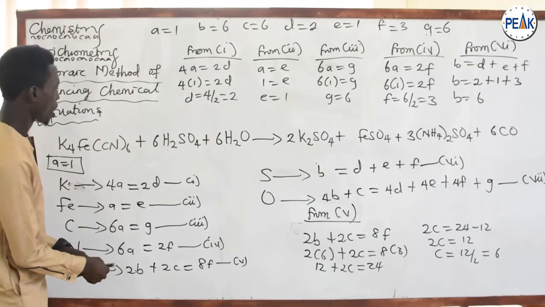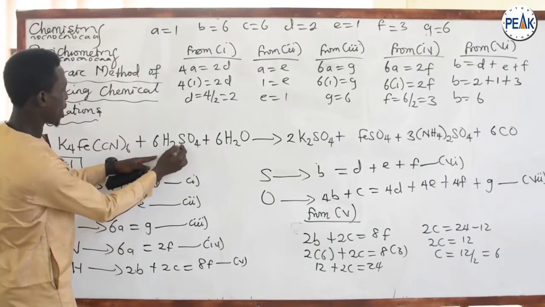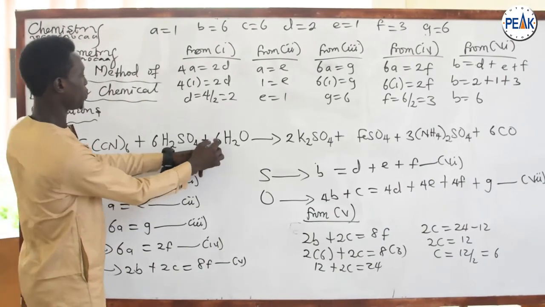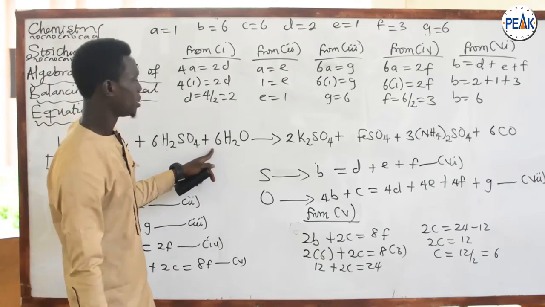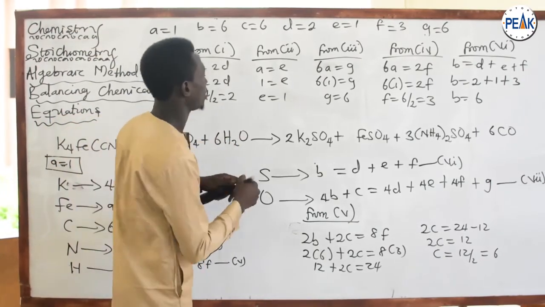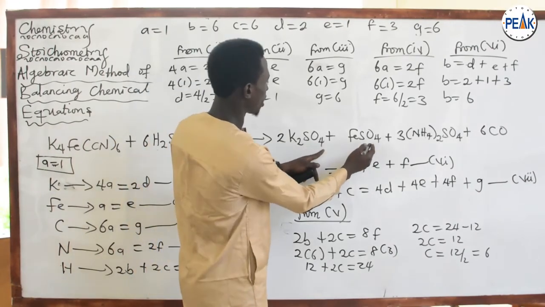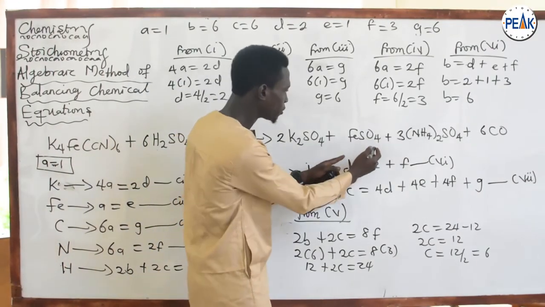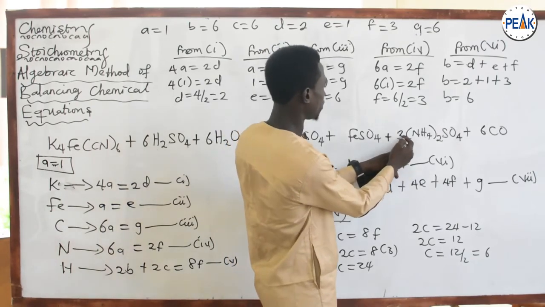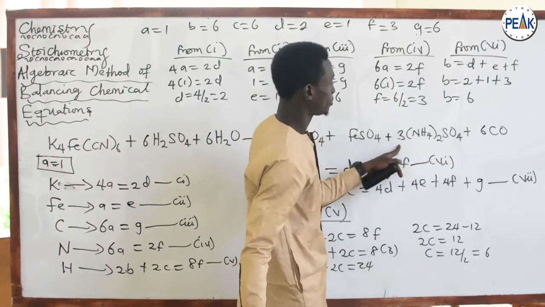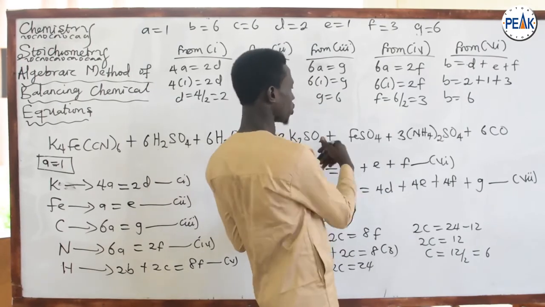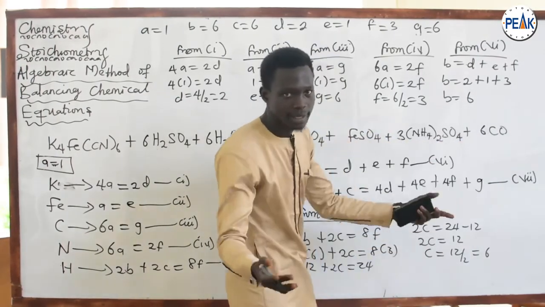Where else? Oxygen. I have what? This is 24 plus 6. That's 30 oxygen on the reactant side. Let's verify. So here 2 times 4 is 8. 8 plus 4, that should be 12. And then this is 3 times 4, 12. So 12 plus 12, 24 plus 6, 30.